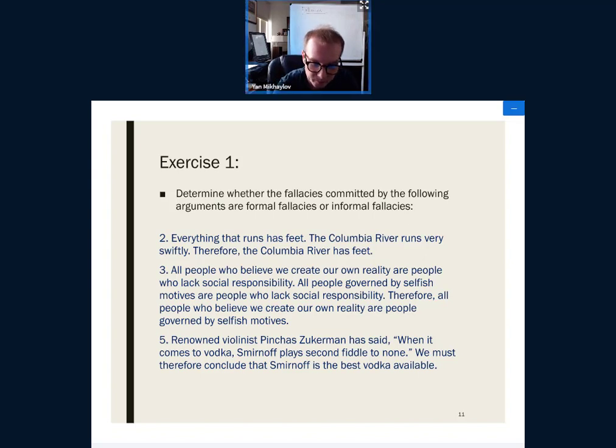Okay, let me check that, the second extra credit. Okay, next one, all people who believe blah blah blah. Now this is a categorical syllogism. Of course, as a categorical syllogism, if it has fallacy, that would be a formal fallacy.